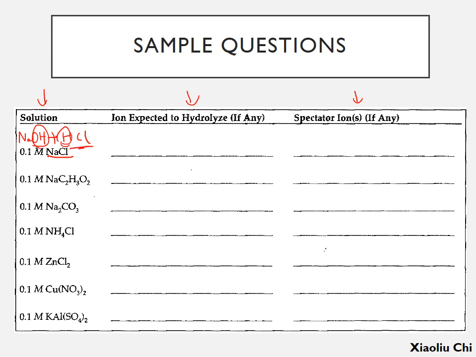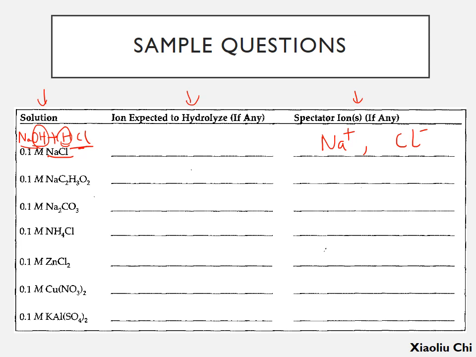Now, because hydrogen chloride is a strong acid and sodium hydroxide is a strong base, the ions that come from a strong acid or strong base are spectator ions. So sodium and chloride both are spectator ions. As long as they come from a strong acid or strong base, the ions are spectator ions. They do not react with water or hydrolyze. So in this solution, there's no ion expected to hydrolyze.